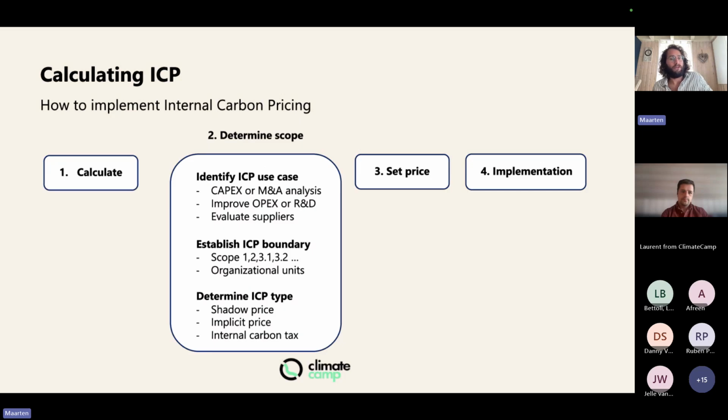The second part, determining scope, identifying use cases for internal carbon price is really important. Why is it important? Because, for example, certain organizations have different internal carbon prices.